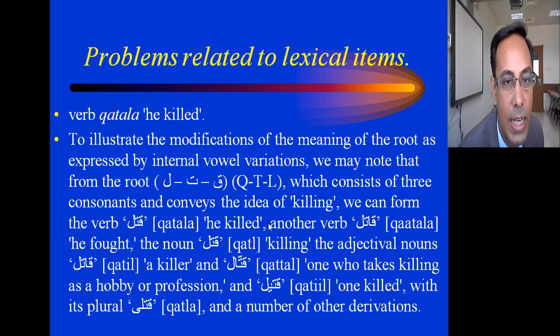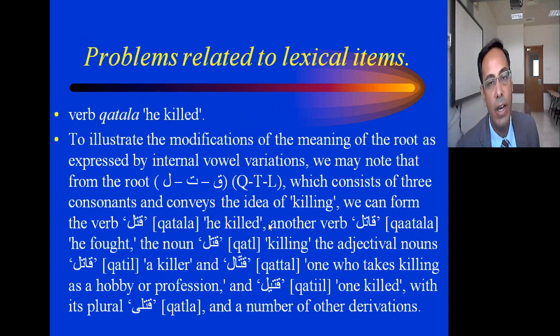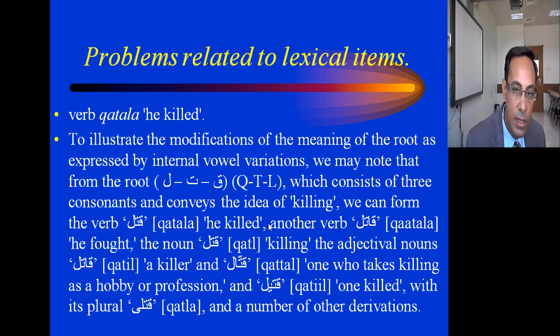Problems related to lexical items in Arabic. The verb قتل, he killed, to illustrate modifications of the meanings of the root as expressed by internal vowel variation or change. We may note that from the root قتل, which consists of 3 consonants and conveys the idea of killing, we can form the verb قتل, he killed, another verb قاتل, he fought.